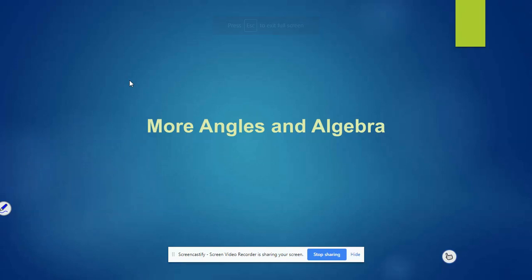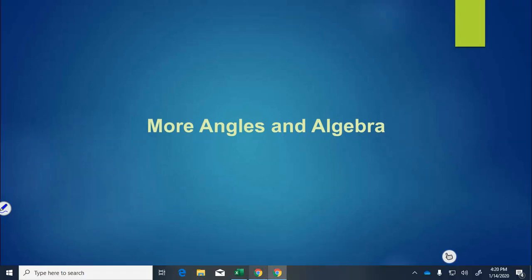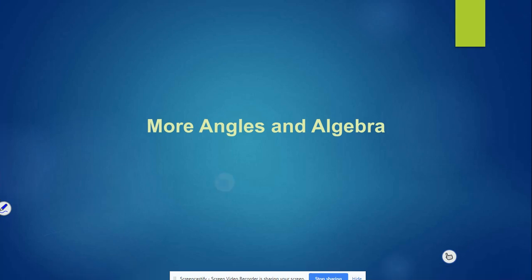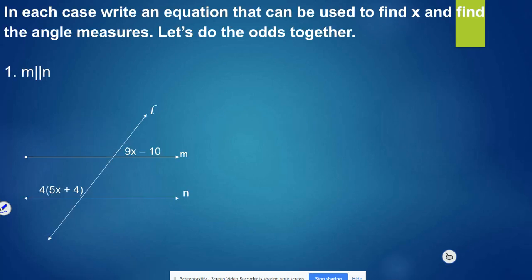All right, today we're going to be looking at some more angles and using algebra to solve for some missing angles. So in each case, write an equation that can be used to find x and find the angle measure. Let's do the odds together.